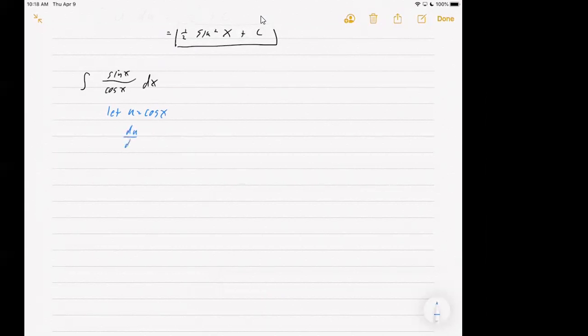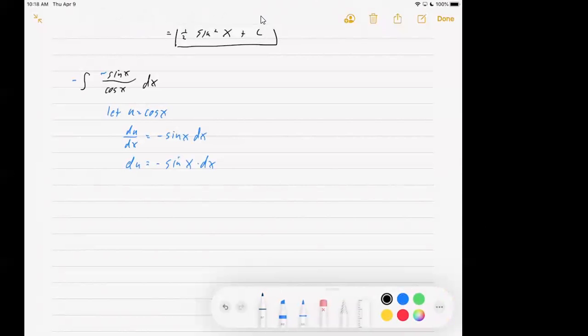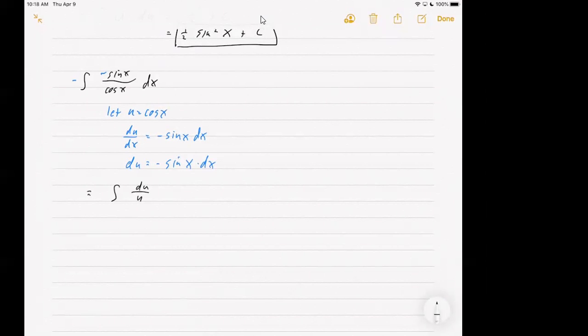Therefore, du dx is the negative sine of x dx. So if I just put a negative here and here, looks like I have du in the numerator. Let me solve for du. Du would be negative sine x dx. So by putting those two negative signs in, you end up with the integral of du over u, which we know is ln of absolute value of u plus c. Substitute back in, that's the natural log of the cosine of x plus c. That works out very nicely.